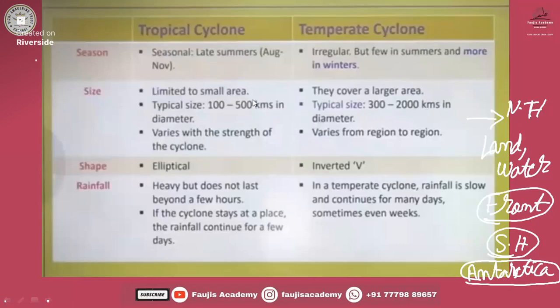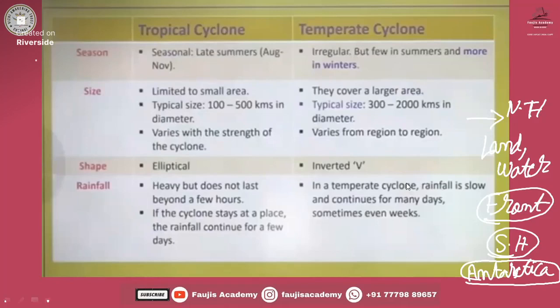and a tropical cyclone will occur only about 500 kilometers, not that much. So here we have variation in the strength of the cyclone. Okay, and here it will vary from region to region. And tropical cyclones, you all study, move in a cyclic manner, so an elliptical orbit type formation is there, whereas in the temperate cyclone we have the inverted V. Okay, and then rainfall, what will happen? We have heavy rainfall, but you all know that when cumulonimbus cloud formation is happening, it will have heavy rainfall. But that will not last for many hours. Within some hours it will die.